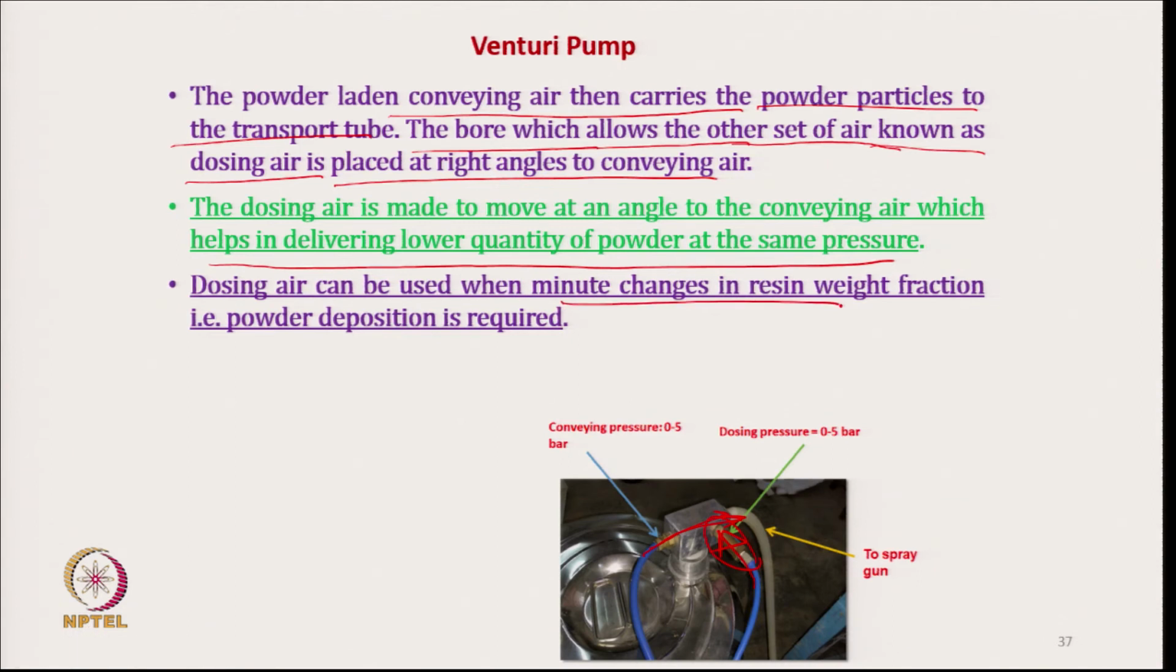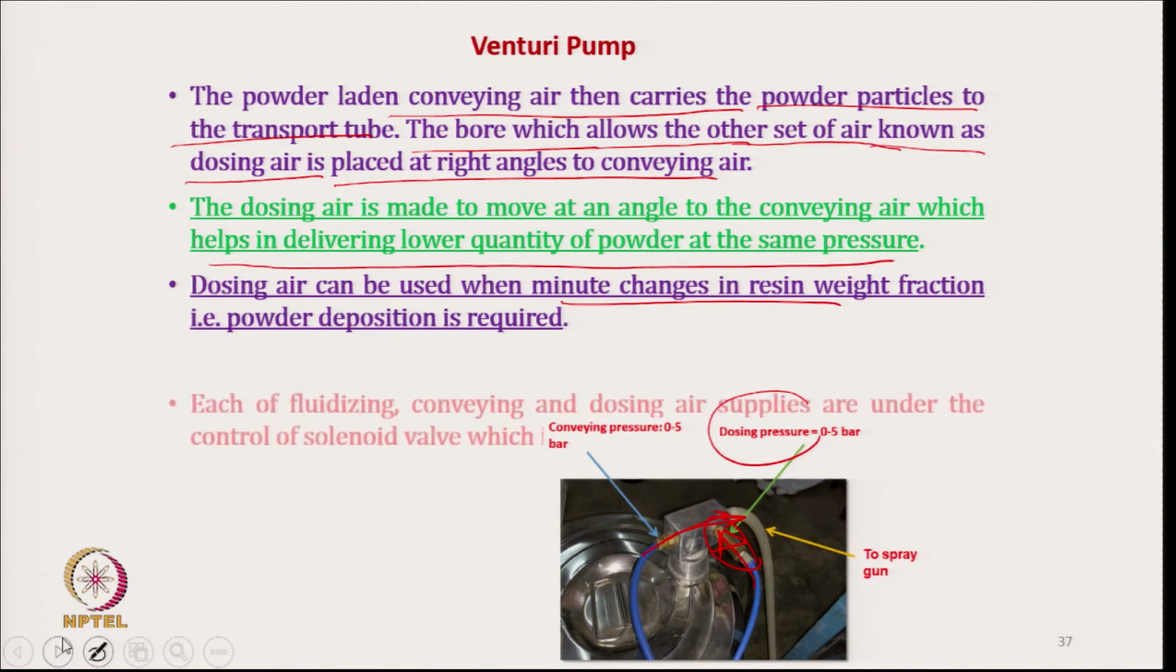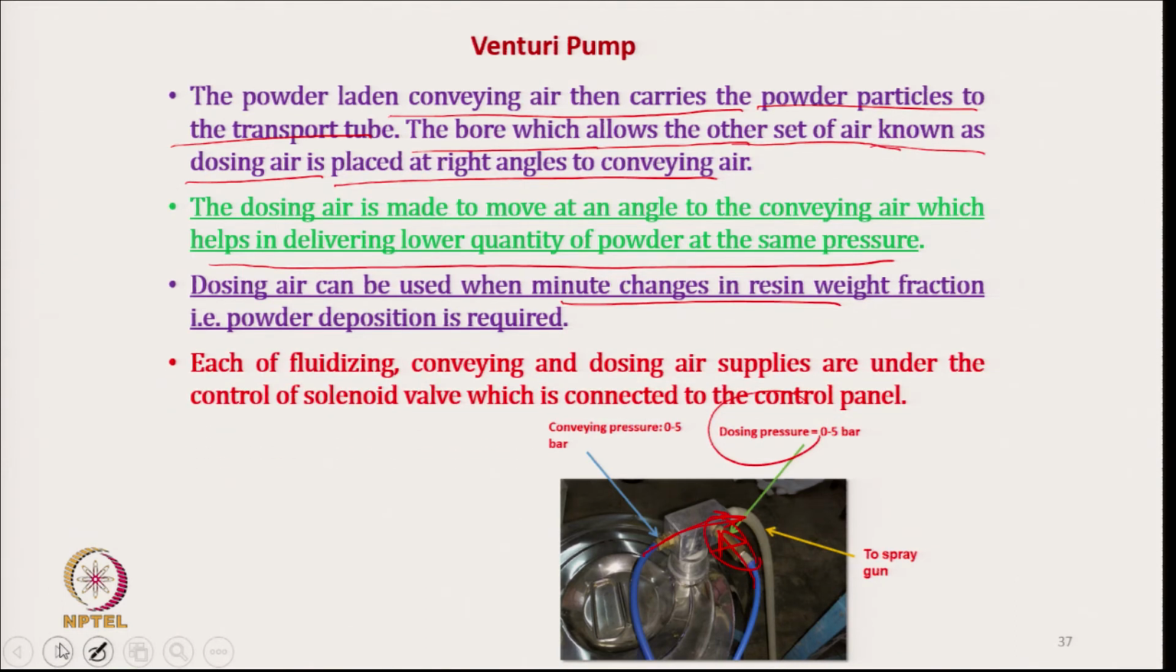So, for a minute change in the weight fraction, we can use this dosing air. Each of the fluidizing, conveying and dosing air supplies is used to control it. The pressure is controlled by a solenoid valve, which is controlled by a control panel, so that we can control the dosing air pressure and the conveying air pressure.